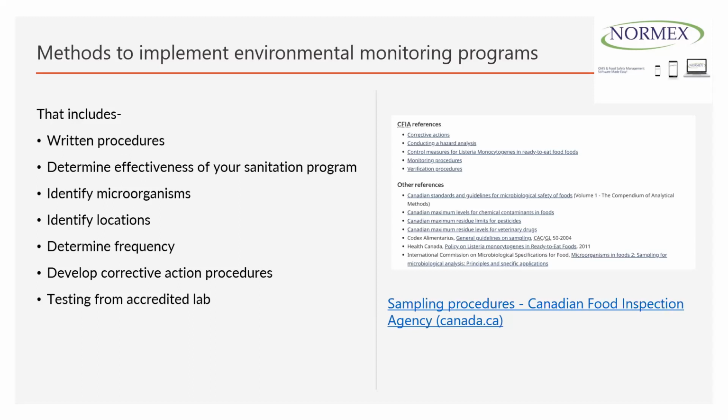We should have written procedures, proper SOPs that need to be followed by each technician or people handling the product. You need to determine the effectiveness of a sanitation program, that you can do by ATP, that you can do by in-house testing, swabbing, having weekly listeria swabs in-house so that you know how effective your sanitation program is.